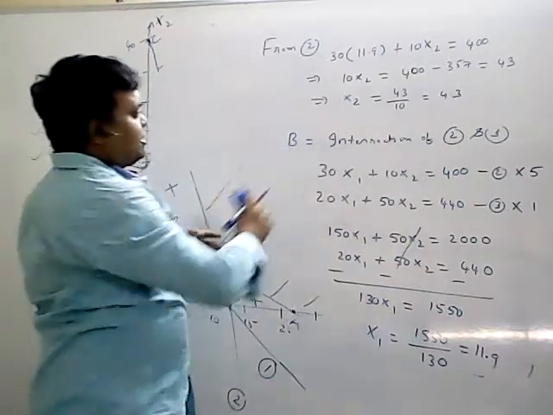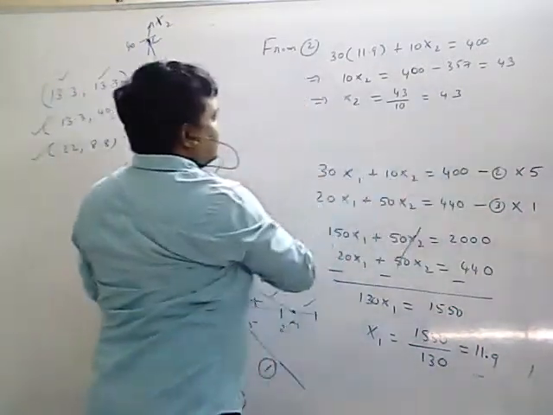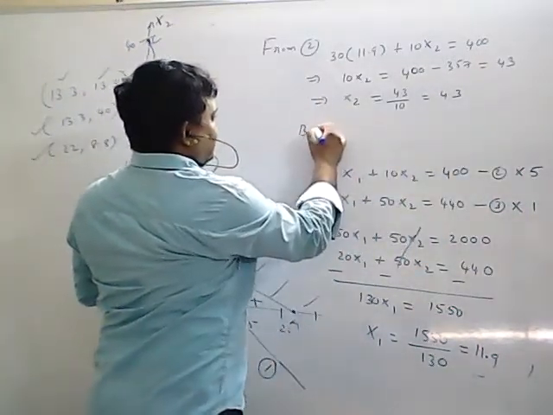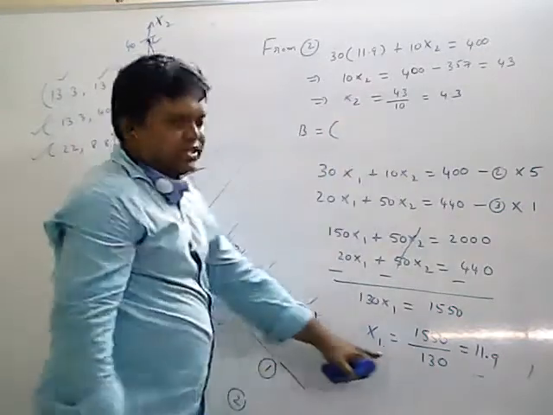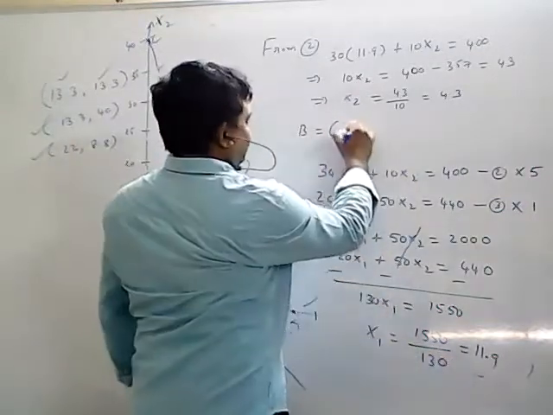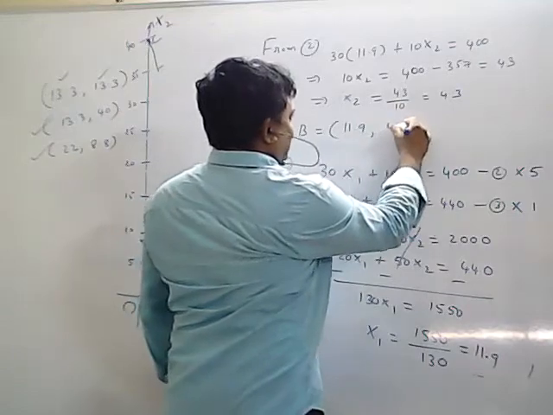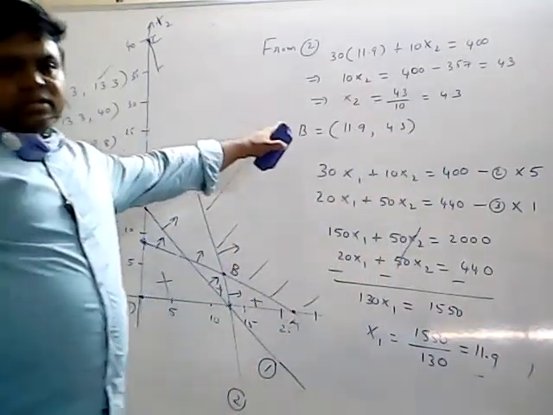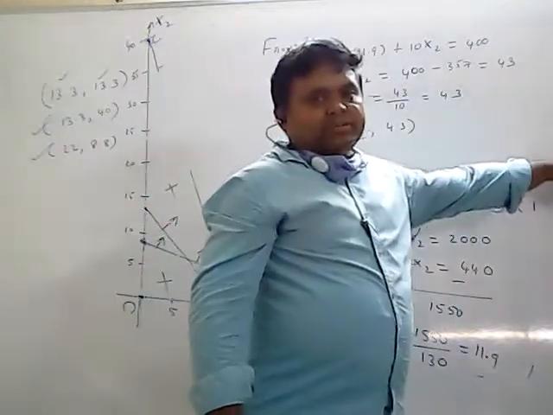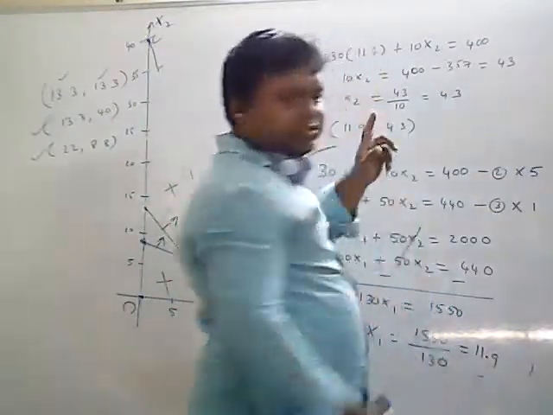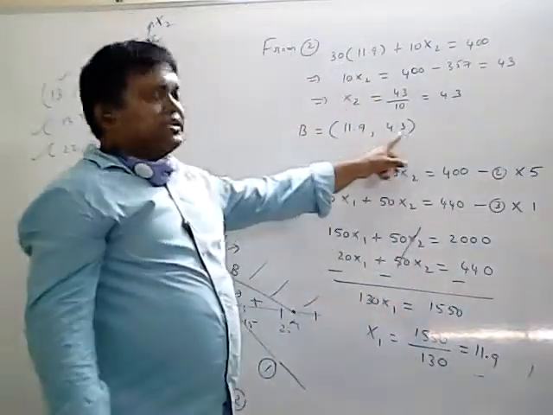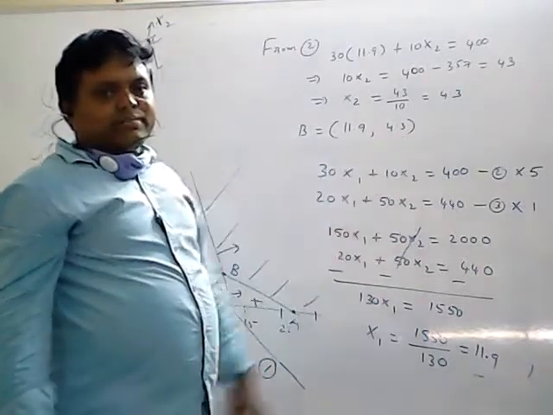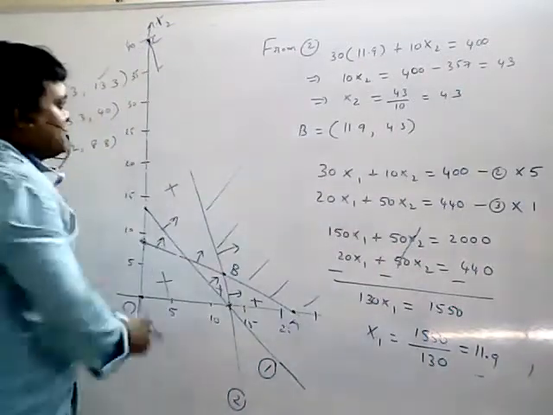What is the B point I got? The B point is the x1 value, 11.9, and the x2 value, 4.3. So the A point is 22, 0. The B point is 11.9, 4.3. Last point, C.